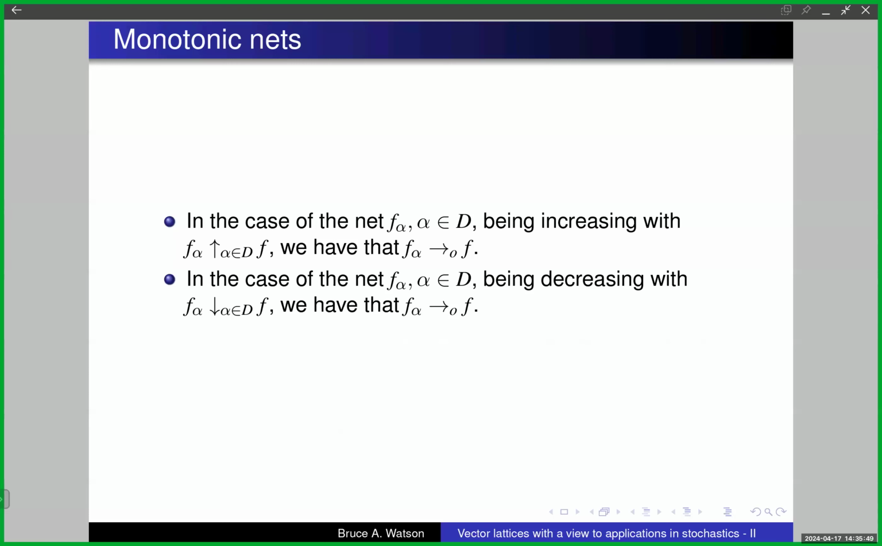So two of the simplest and most obvious cases that you would hope would work are if you have an increasing net and it has a supremum f. So if you have an increasing net f alpha with supremum f, as we would hope, we have that f alpha converges in order to f. And the same is the case for decreasing nets. If we have a decreasing net f alpha and it has infimum f, then we have that f alpha converges in order to f.